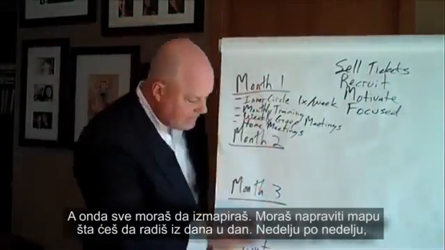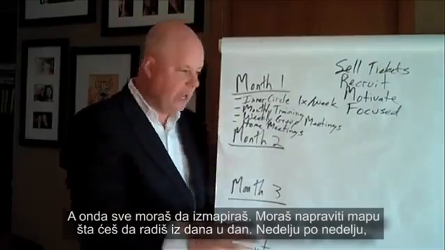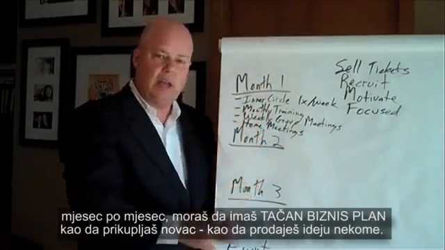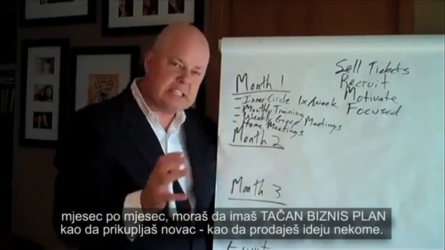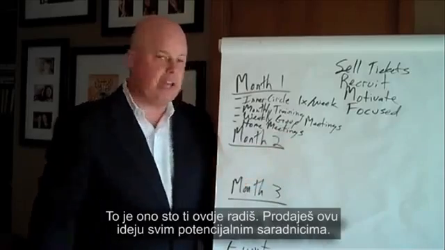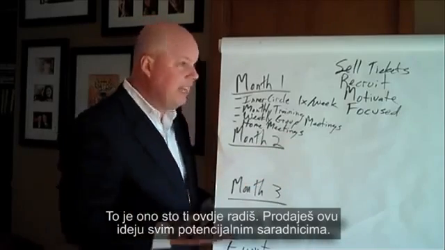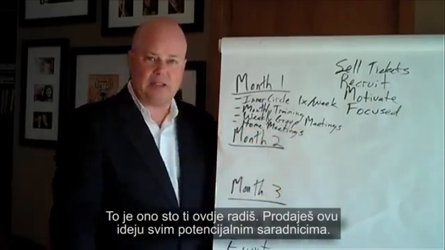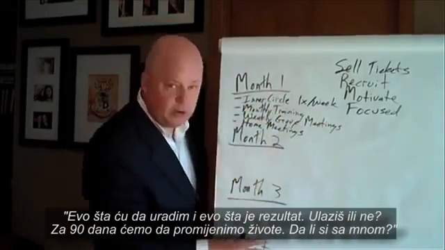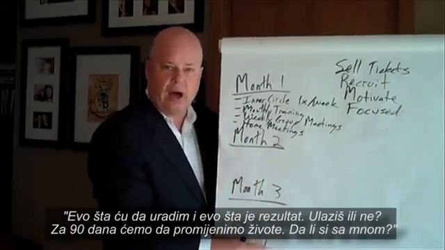You have to map out exactly, day by day, for 90 days, what you're going to be doing. Week by week, month by month. You have to have a specific business plan, like you were trying to raise money and you had to sell this idea to somebody. That's what you're doing when you're selling this idea to your prospects. Here's what I'm about to do, and here's the end result. Are you in or are you out?